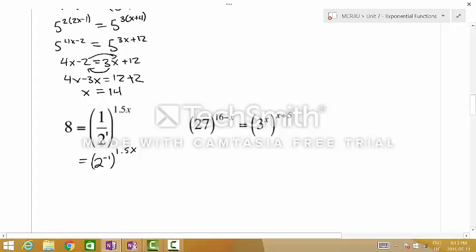So what we have on the right hand side is an exponential number in base 2. What we can do on the left hand side is turn that 8 into an exponential number in base 2 as well. 8 is equal to 2 to the power of 3.